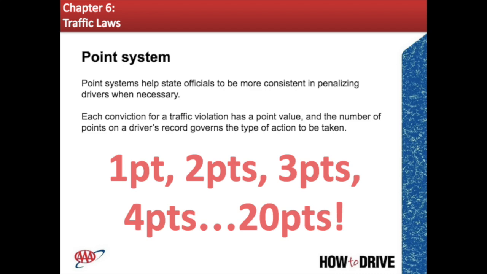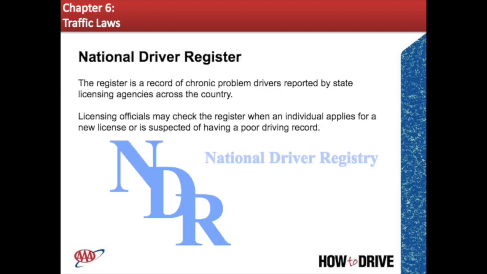Each conviction for a traffic violation has a point value, and the number of points on a driver's record governs the type of action to be taken. Point systems help state officials to be more consistent in penalizing drivers when necessary. We also have the National Driver Register.